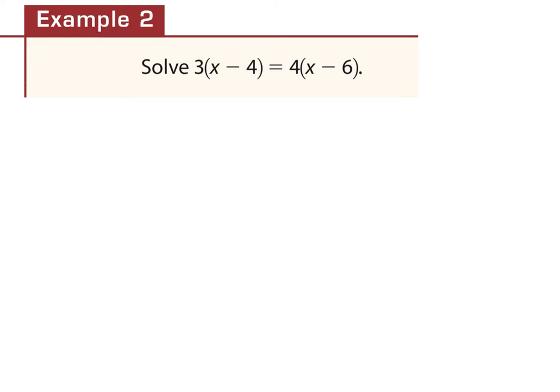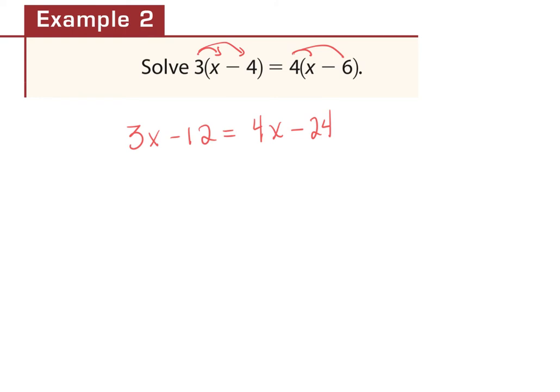All right, for example 2, you have 2 sides that are not simple. These are not as simple as you can get them. So you have to simplify your sides first. For these, you're going to have to actually distribute 3 times x, then 3 times negative 4. On the right side, you're going to have to distribute that 4. 4 times x, 4 times negative 6. All right? And once again, variables to one side, numbers to the other.